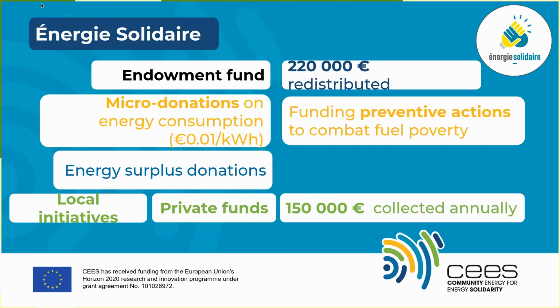Okay. So Énergie Solidaire is an endowment fund. An endowment fund is like a small foundation. It's between the association, non-profit organization, of course, and a foundation. So our job is to collect donations and redistribute the money that we collect. We don't redistribute money directly to people in energy poverty. We redistribute this money to local organizations that implement initiatives against energy poverty directly with the people in need.